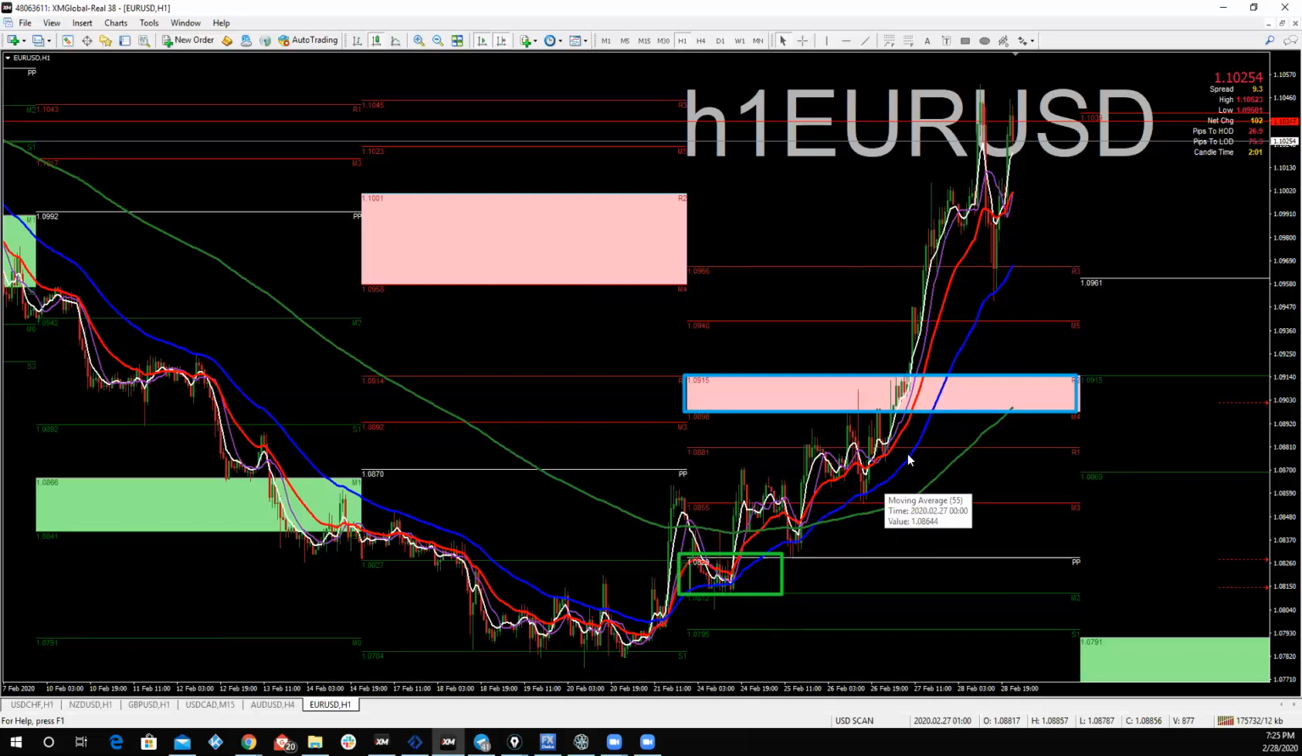They establish the trend for me. The wider the moving averages spread, the more aggressive the trend is. The wider the three moving averages fan out, the stronger the trend is.